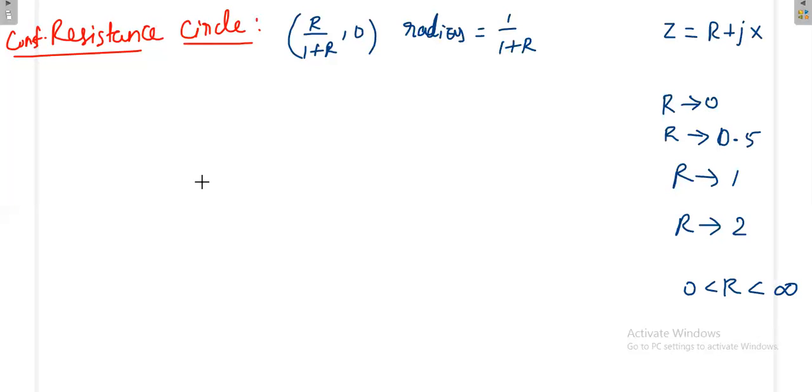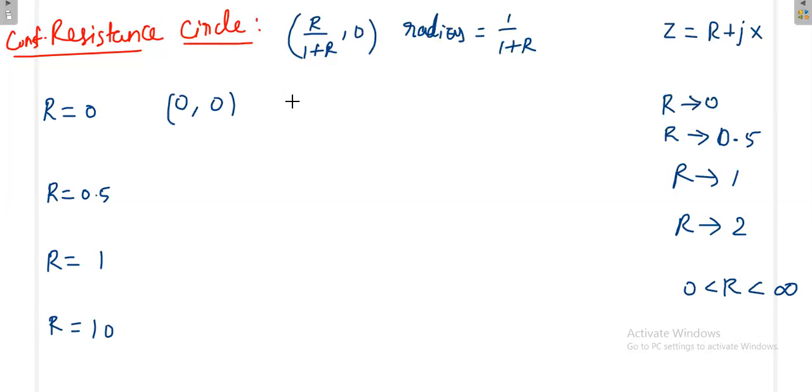Next, I will take some values. First I will choose R equal to 0 and analyze what happens. Then some intermediate value, R equal to 0.5, then R equal to 1, then R equal to 10, and it goes on like this. Once I analyze this, I can come to some conclusion about the nature of the constant resistance circles. Now we'll proceed. For R equal to 0, the center is 0 divided by 1, which is 0 comma 0, and the radius is what?